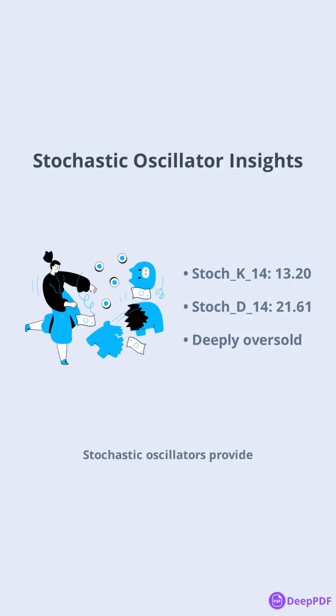Stochastic oscillators provide another perspective on momentum. The 14-day stock K is at 13.2, and stock D at 21.61, both in oversold territory. The 5-day values are even lower, with stock K at 7.47. Such low readings suggest that TXN is deeply oversold in the short term, increasing the likelihood of a technical bounce. However, confirmation from other indicators is important before acting on this signal.